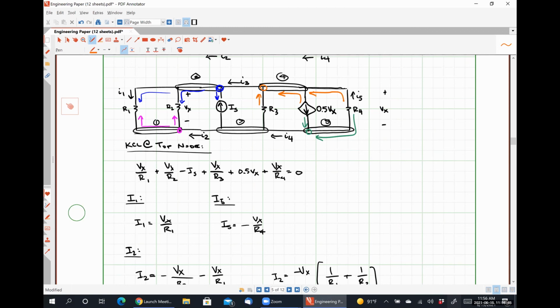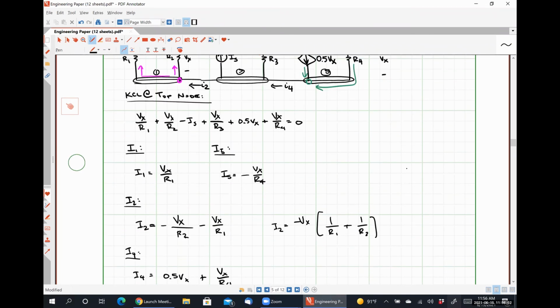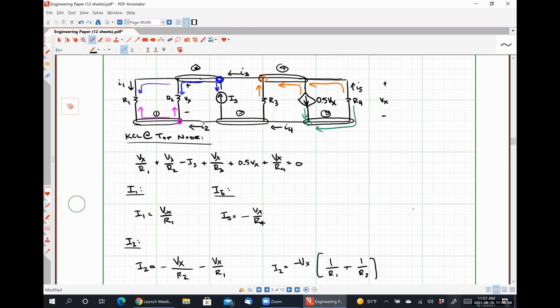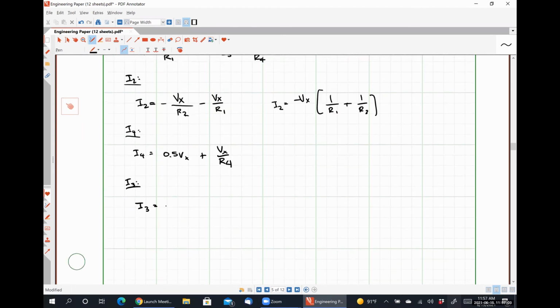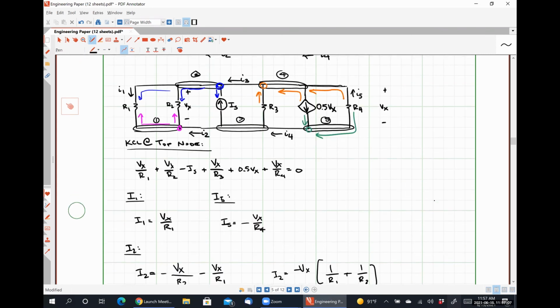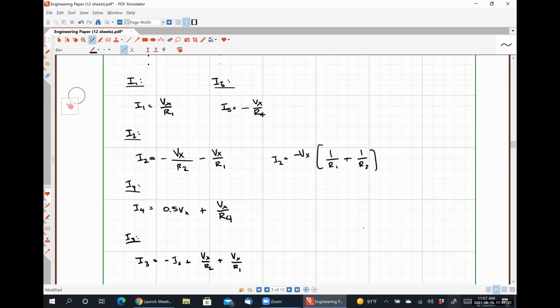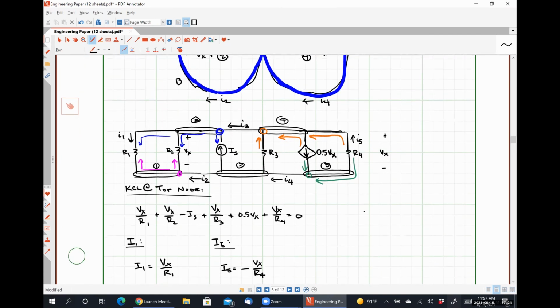So I'm going to write the one where everything is leaving, because I don't have as many negative signs to accidentally make a mistake on, right? So for I3, I could say that it is the current flowing down through the current source, which is negative IS, plus the current flowing down through resistor R2, which is Vx over R2, plus the current through R1, which is just Vx over R1. And that allows me to calculate I3. So now I have expressions for all five of those loopy swoopy currents in terms of that one voltage, Vx, which is why I believe Vx is the most important quantity we can solve for.